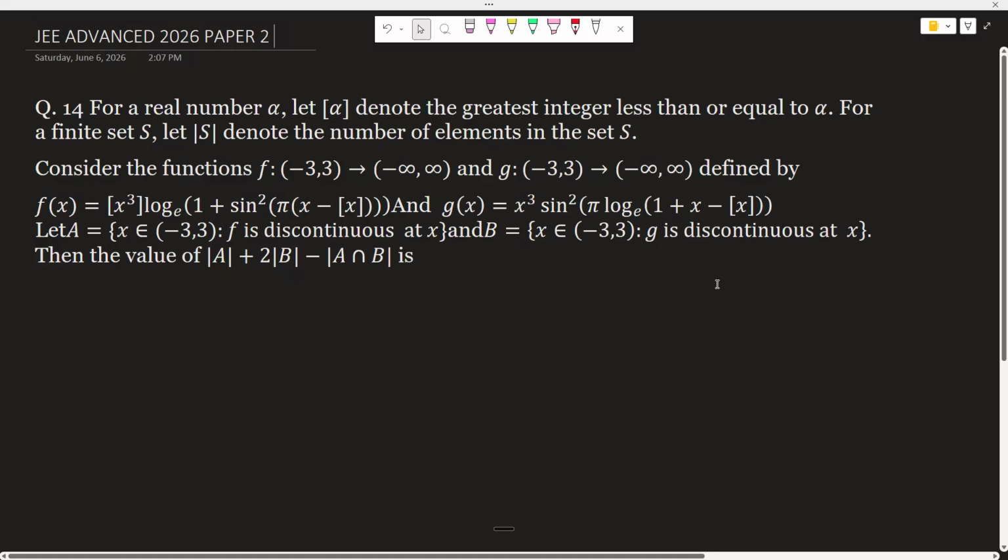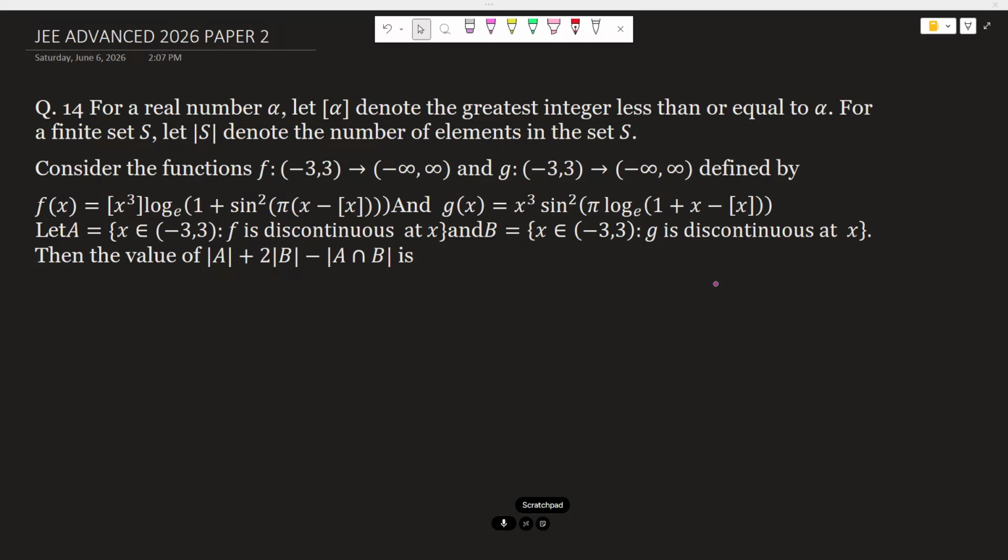Hi, good morning. Take a look at the present question, which was asked in JEE Advanced 2026, paper 2. The question states that for a real number alpha, floor of alpha denotes the greatest integer less than or equal to alpha. For a finite set S, norm S denotes the number of elements in the set S.